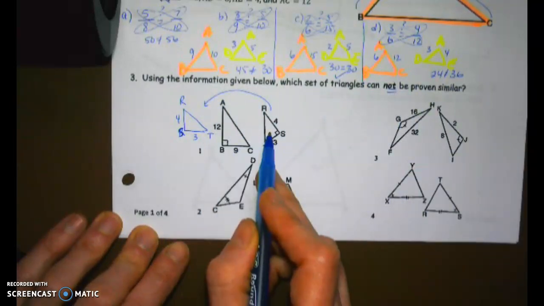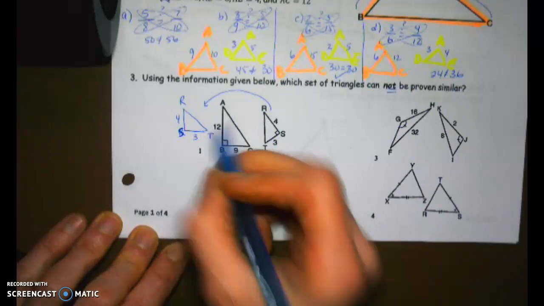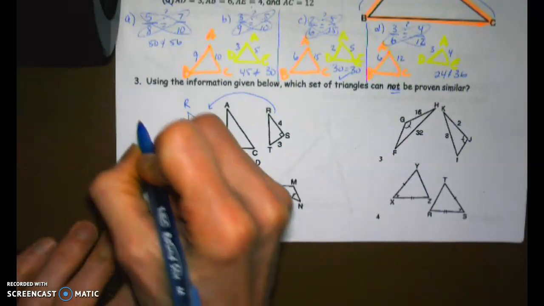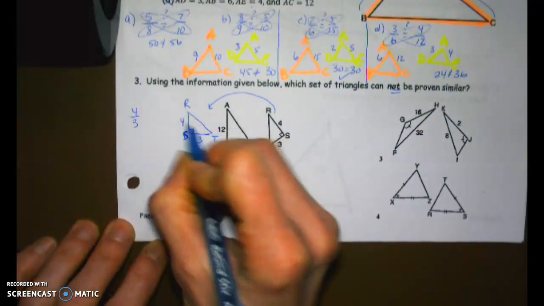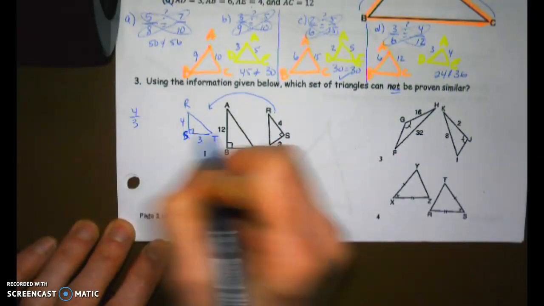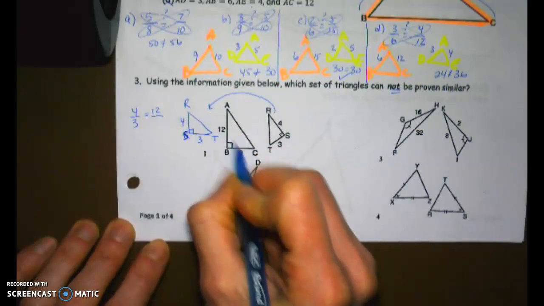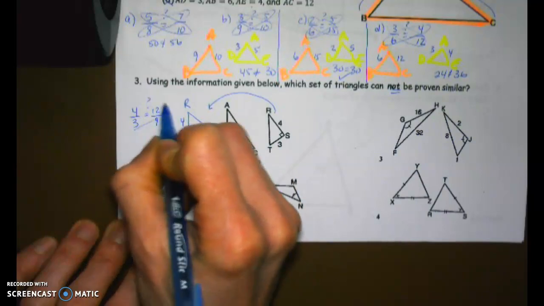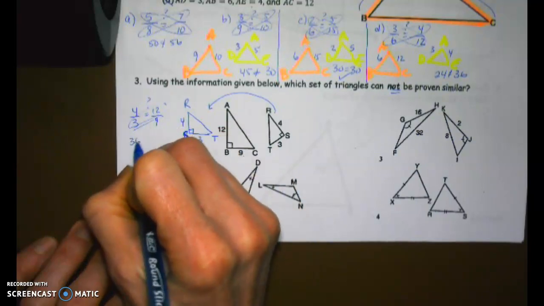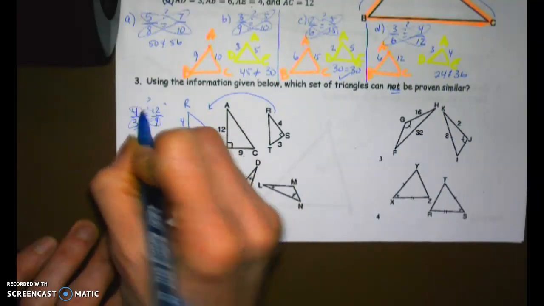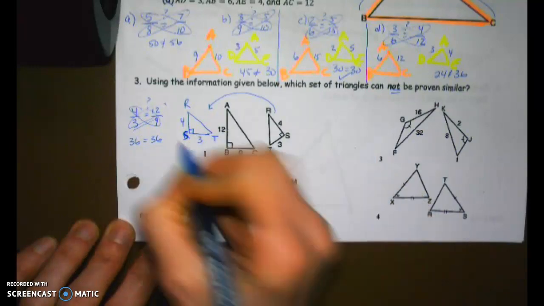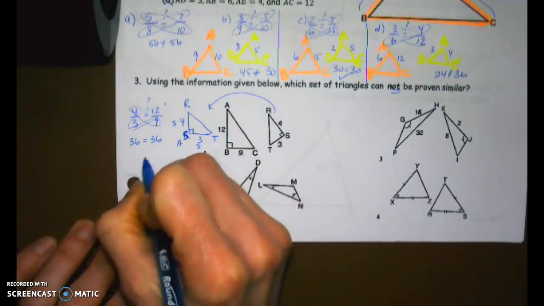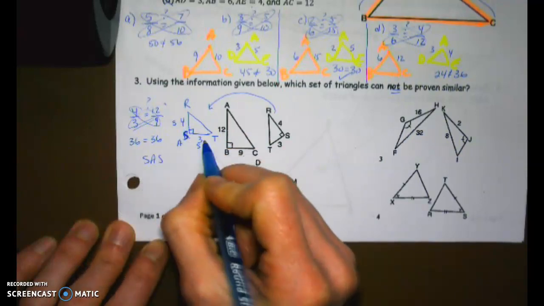So what I did is I redrew this triangle over here so that all the corresponding sides are going to be in the same positions. So when I set up my proportion, 4 over 3, the left side over the base, equals 12 over 9, the left side over the base. It's a question. Well, when I cross multiply, 3 times 12 is 36, 4 times 9 is also 36. And as you can see here, I have this side, the right angle, and this side. So this is the side angle side method.